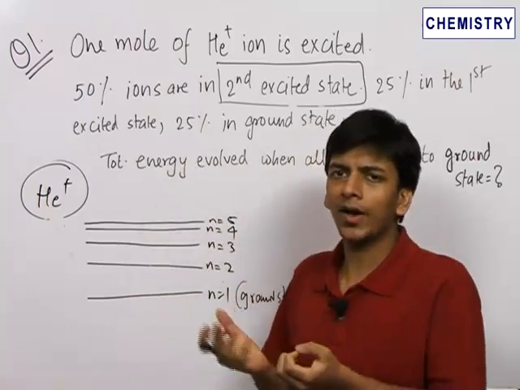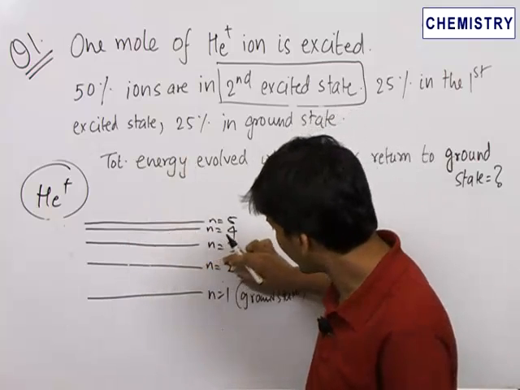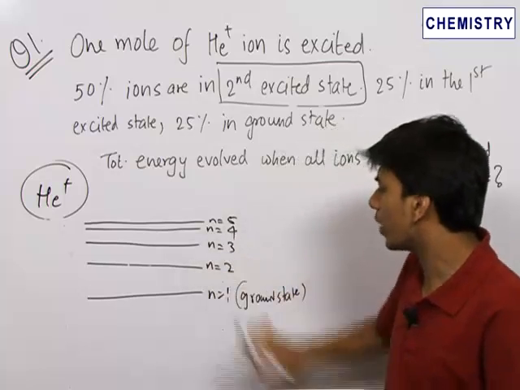This gives you an idea of actually the energy difference between the two levels. The energy difference between n is equal to 2 and n is equal to 3 will be smaller than the energy difference between n is equal to 1 and n is equal to 2.